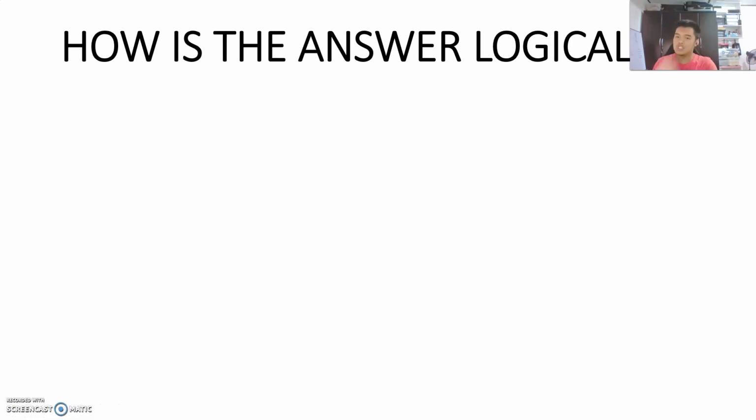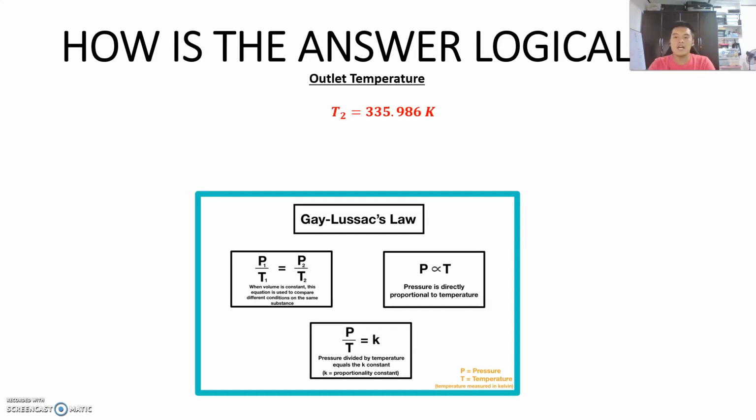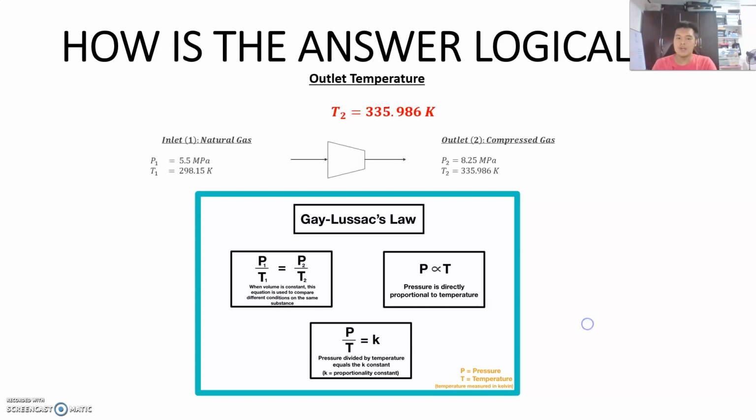So, we need to know if this answer is logical or not. How is this answer logical? Well, in terms of the outlet temperature, we know that this answer is logical by remembering our gas laws, specifically Gay-Lussac's law. So what is this law? This law states that the pressure is directly proportional to temperature under constant volume. Meaning that as pressure increases for gases, this is only for gas, temperature also increases. And if you can remember that our inlet temperature is 298.15 Kelvin, and what we simulated from DWSIM is 335.986 Kelvin.